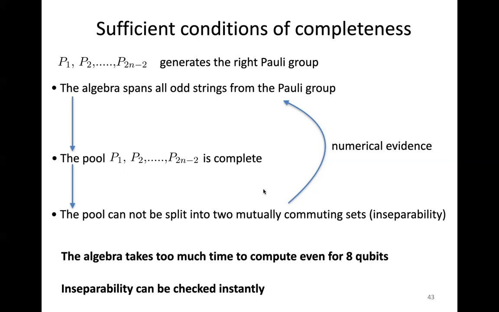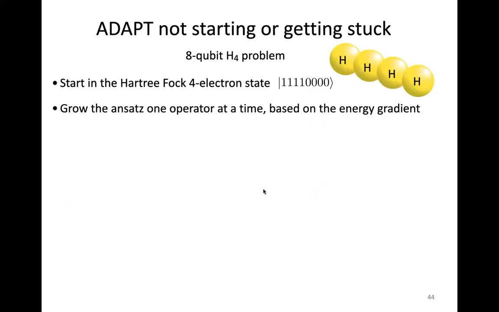Well, that's nice. So we have sufficient and necessary conditions of completeness. We have criteria, but still, when we try to apply our pools to actual physics problems to simulate, for example, the 8-qubit H4 molecule. H4 has 4 H atoms, so it has 4 active orbitals, which, because of the spin, are mapped to 8 qubits. So 4 spatial orbitals means 8 spin orbitals, and they are mapped to 8 qubits using Jordan-Wigner. And we start in the 4-electron Hartree-Fock state, which is a half-half filling. So we have 4 ones and 4 zeros.